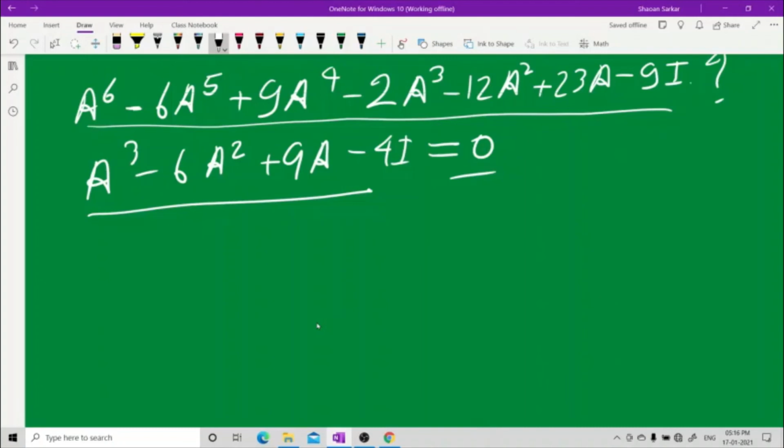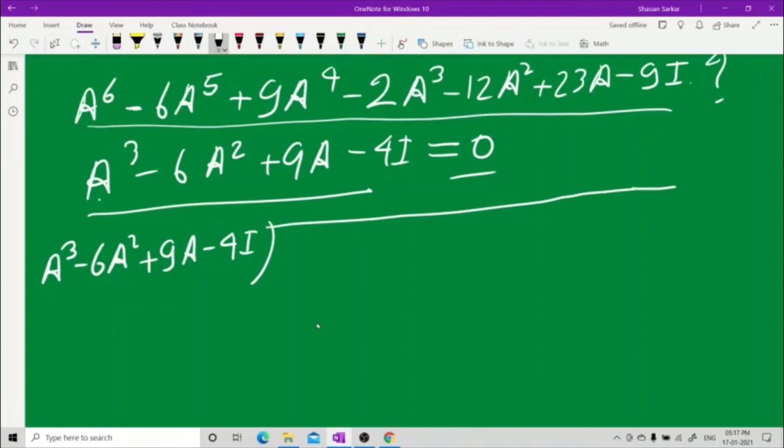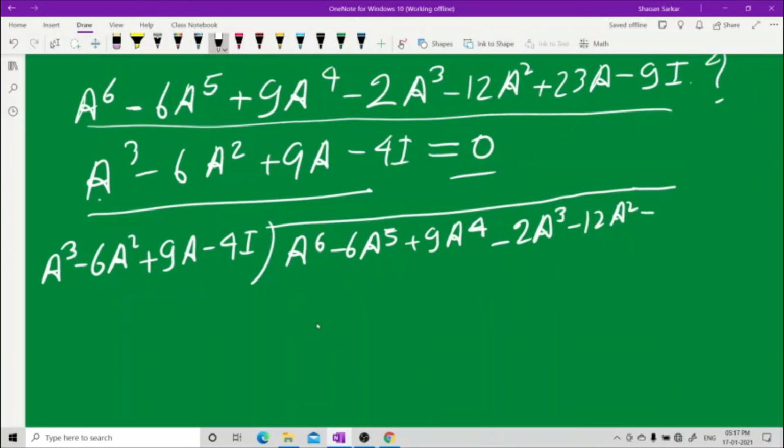Now you see what I do. I take this as a cube minus 6a square plus 9a minus 4i, and I do this division here only. Now I have a6 minus 6a5 plus 9a4 minus 2a cube minus 12a square plus 23a and minus 9i. Let me write the thing more clearly. Wait a minute. This is a square and this is a.